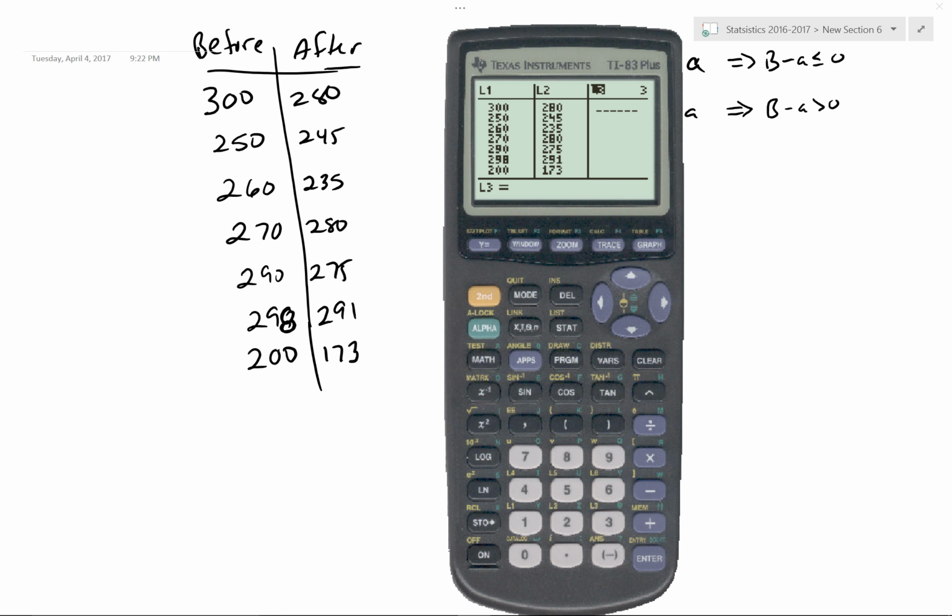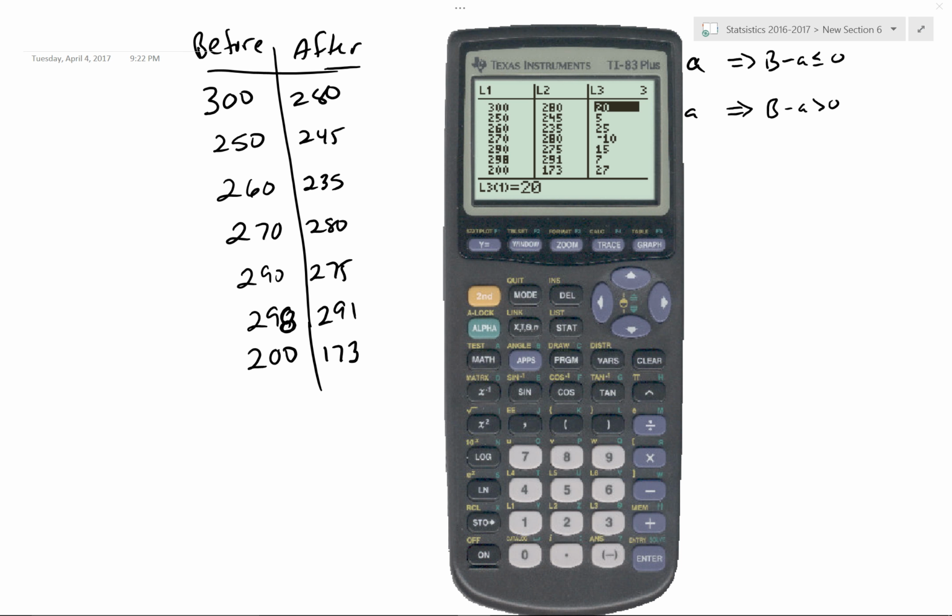So to do that, put your cursor up on top of the L3. That's critically important. A lot of people won't do it that way. They'll screw it up. You cannot have it down here to do what I'm going to show you. It has to be on top. So you're going to go parentheses. We're going to take list 1, so that's second, and then the number 1, minus second, and then the number 2, like so. And then hit enter. And there they are.